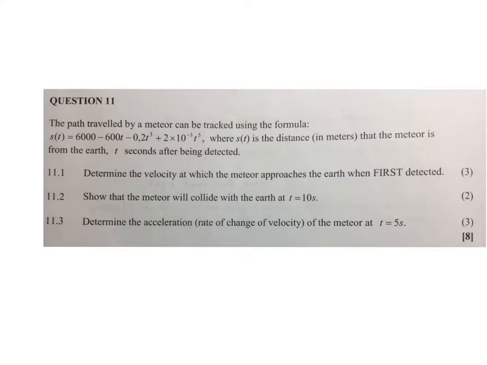Then they ask, determine the velocity at which the meteor approaches the Earth when first detected. Show that the meteor will collide with the Earth at t equals to 10 seconds. Determine the acceleration, rate of change of velocity of the meteor at t equals to 5 seconds.